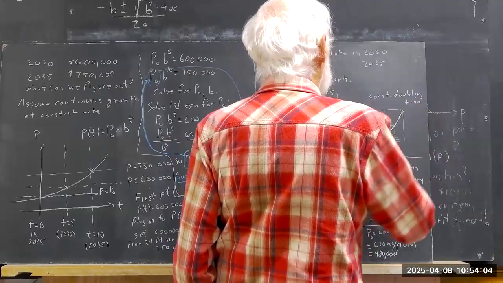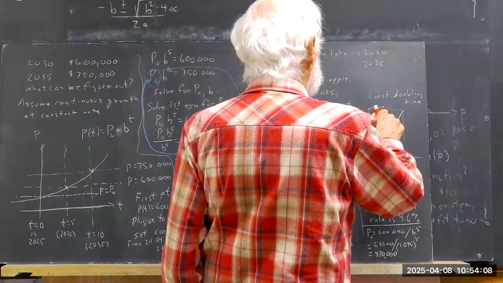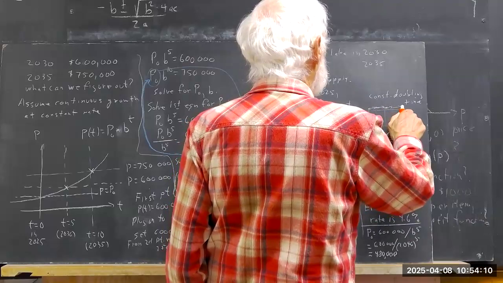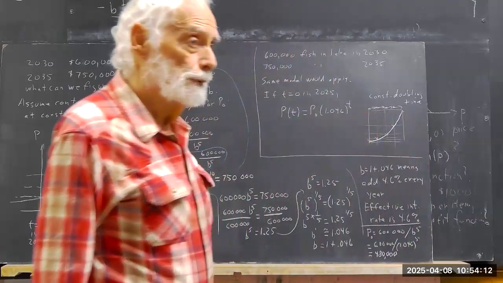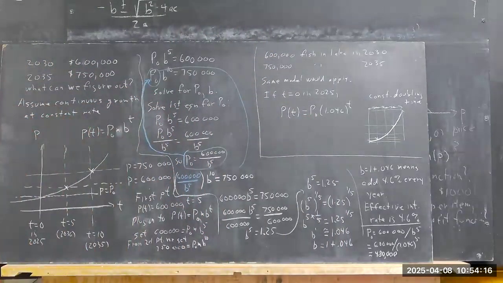Have a constant doubling time. From here to here it doubles, from here to here it doubles, from here to here it doubles, from here to here it doubles. And we'll talk about that and move on toward the idea of using logarithms to figure out doubling times.